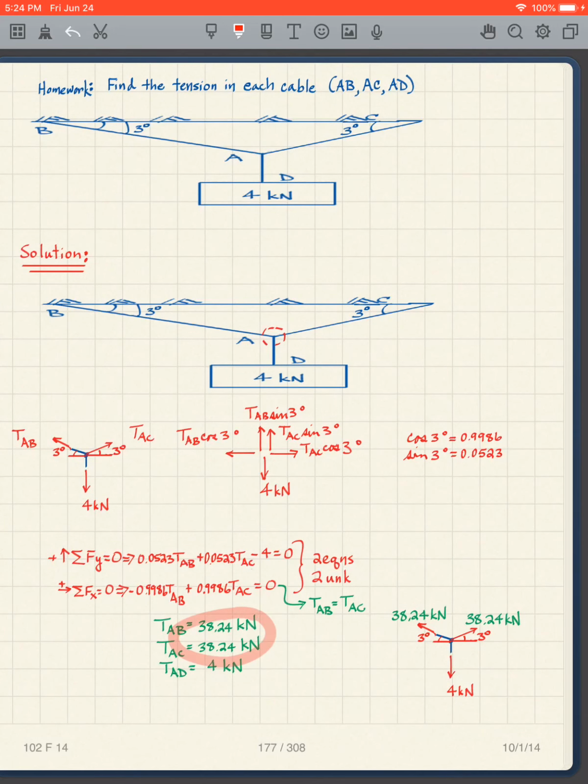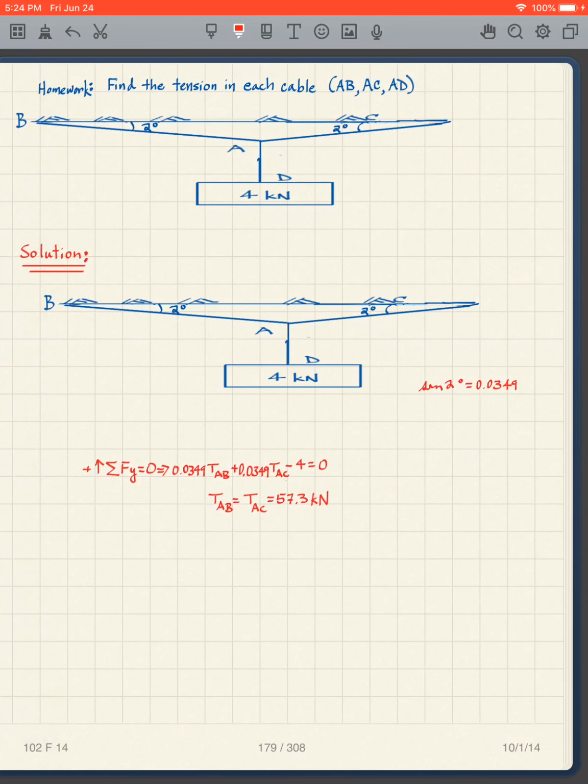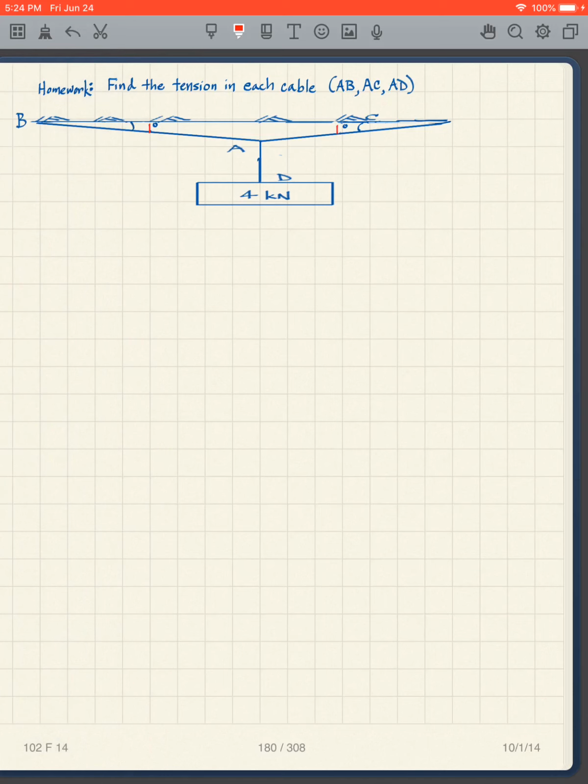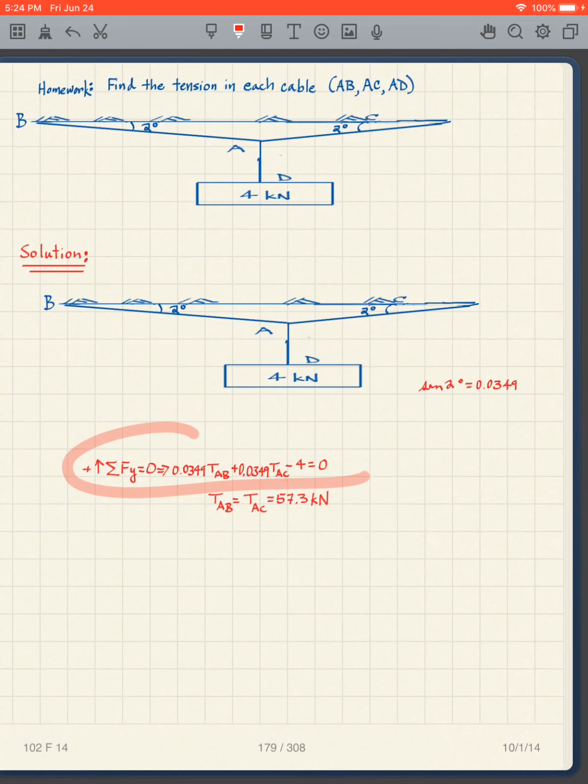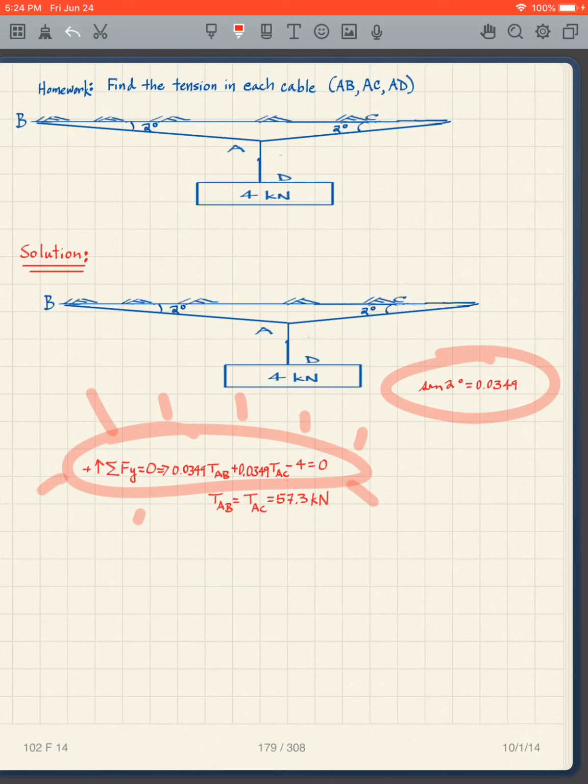So going from 3 degrees to 2 degrees, what's happened? It's gone from 38 to 57.3. And then let's take it one more step. Let's take it to 1 degree. So do this one real quickly. What I want you to do is imitate this equation, but now you're going to use the sine of 1 degree. All you have to do is change this equation for 1 degree instead of 2 degrees. It should take you about 2 minutes.